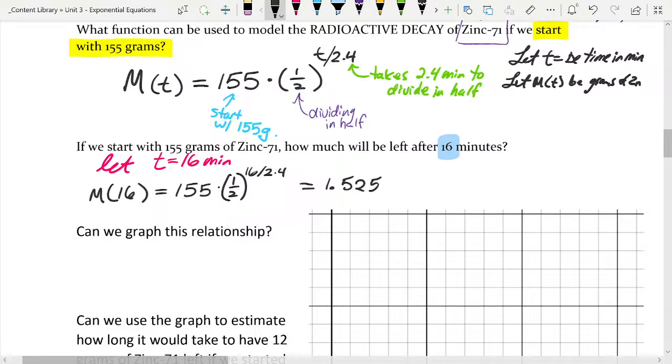Great. And was there any scientific notation in there, or was it just 1 point? 1.525. Give me a couple more. I got 9.854. Oh, interesting, we're getting different answers. But they should match. Did you start with 155 by chance? I started with 155, multiplied by half to the exponent, and then 16 over 2.4.